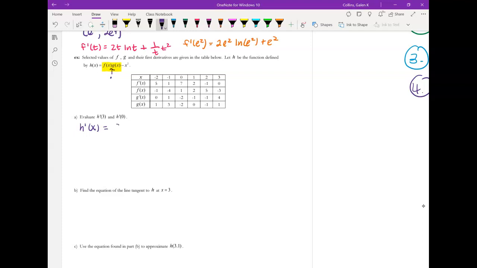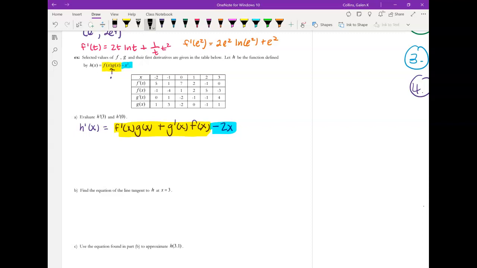I'm going to use the product rule, derivative of the first, so f prime times the second, g, plus derivative of the second, so g prime times the first function, f, and that is the product rule. So that piece of our derivative is what I highlighted in yellow above. However, we still have this minus x squared, and so we take that derivative too, and we have minus 2x. All right, so this whole thing is the derivative of h with respect to x.